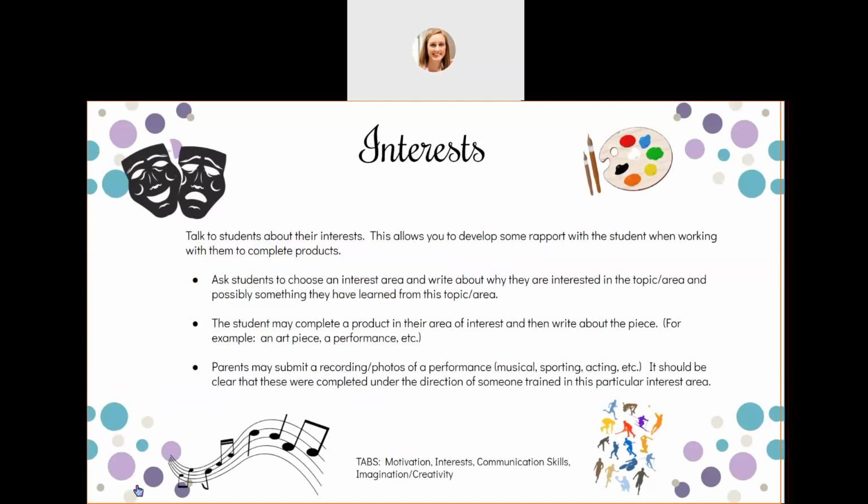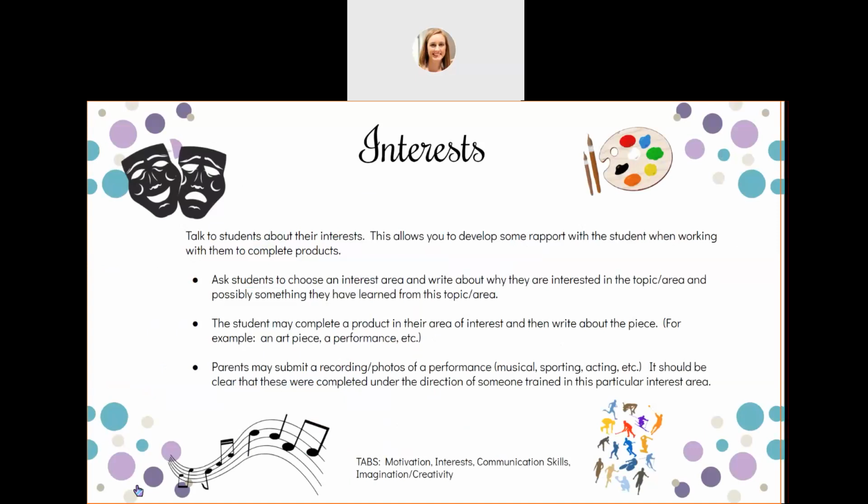Also, tapping into student interest helps you to understand the child a little more. It helps you build rapport when you're working with that student to generate those products. And it helps the students express what they are interested in. So you could ask students to choose an interest area and write about why they're interested in that topic and possibly something that they've learned from exploring that topic.